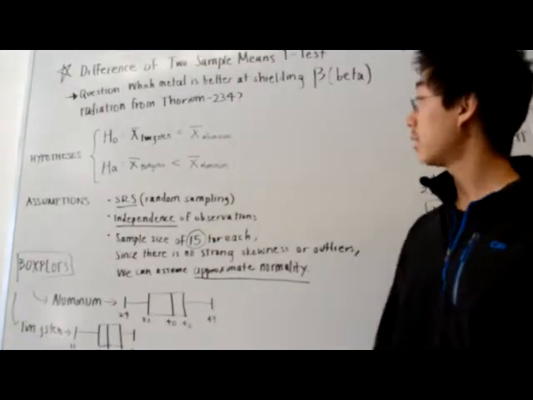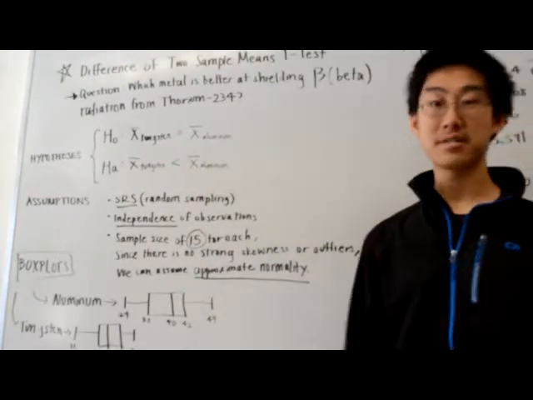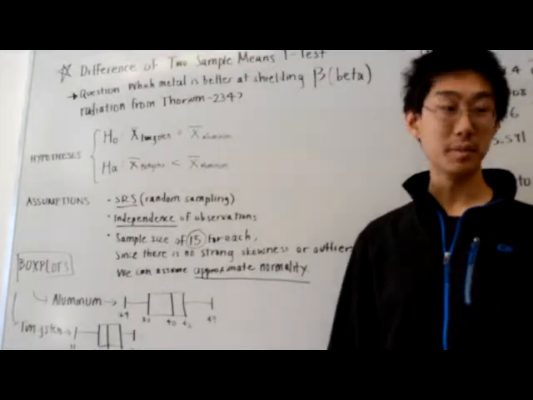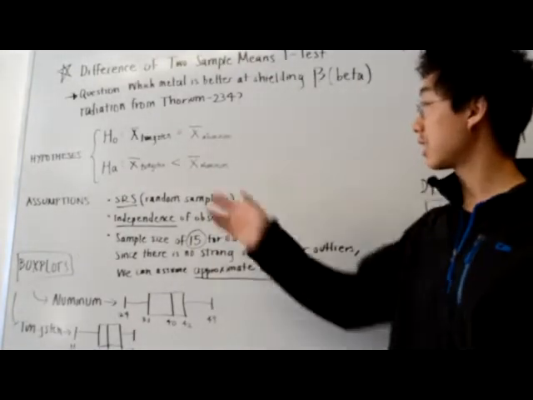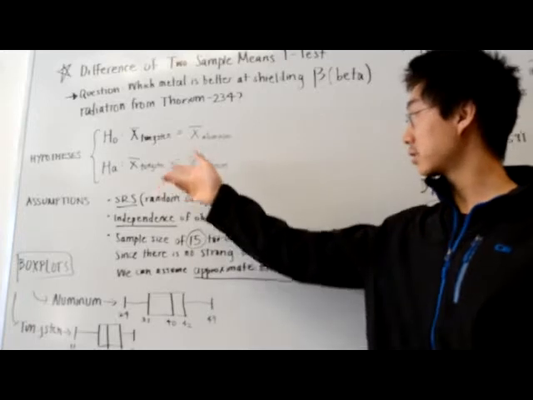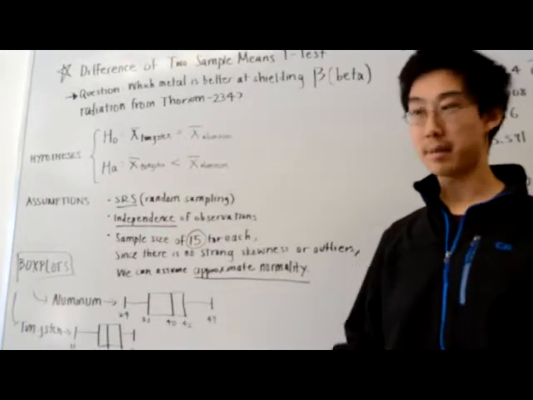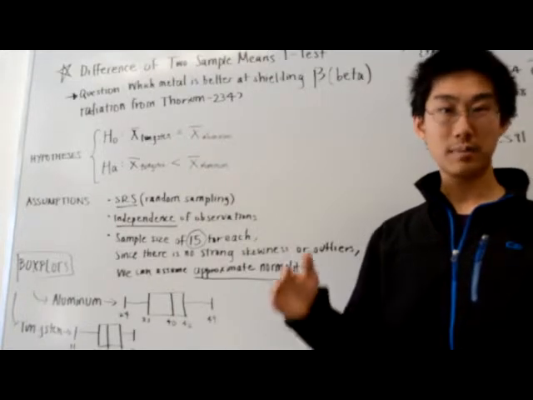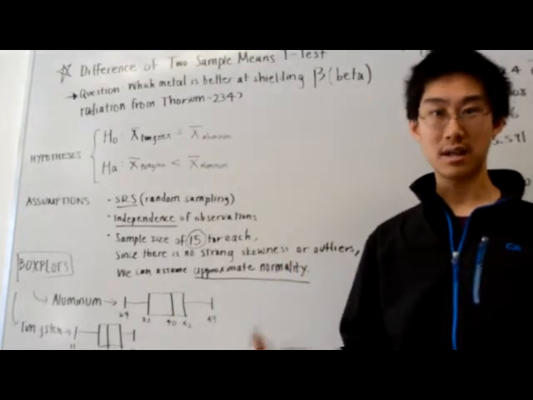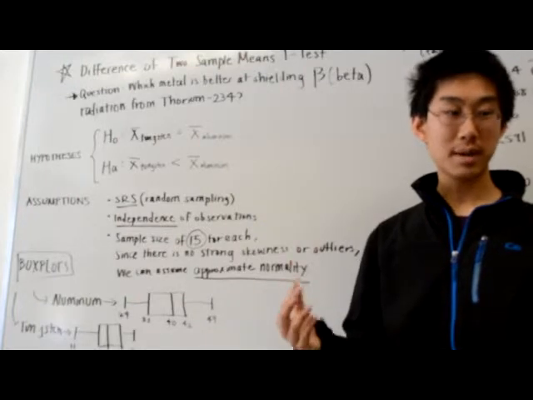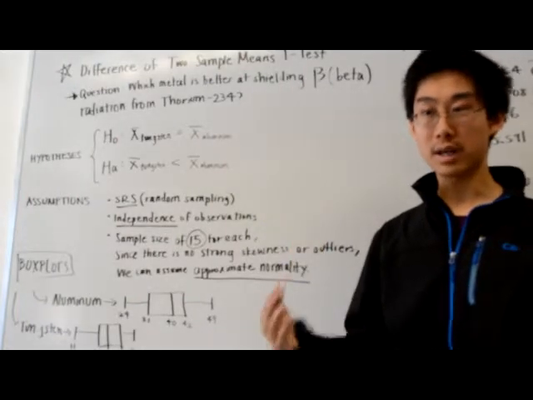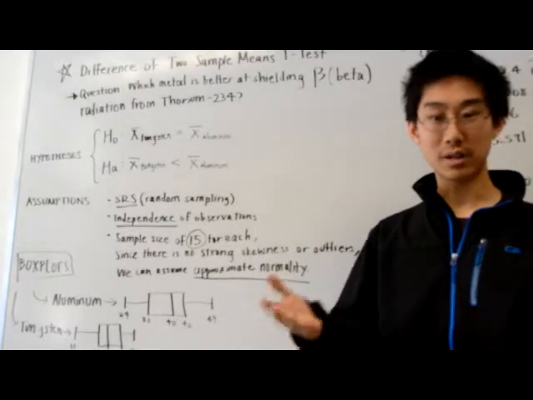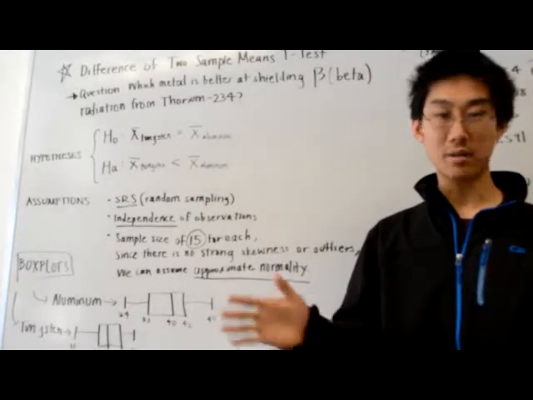Our null hypothesis is that the radiation that passes through the tungsten is the same amount as the radiation that passes through the aluminum. Our alternative hypothesis is that the radiation that passes through the tungsten is less than the radiation that passes through the aluminum, because according to our previous knowledge, we believe that because tungsten is heavier and a denser material, it should be able to repel more of the radiation than aluminum, which is a lighter and less dense material with less atoms that are in the way of the radiation.